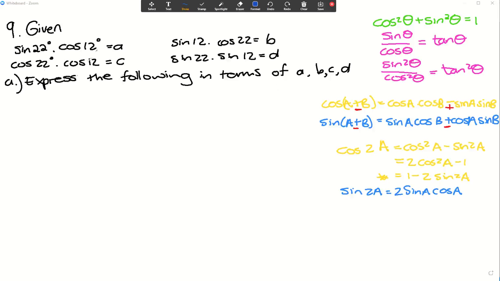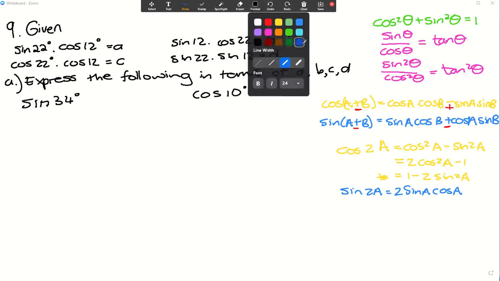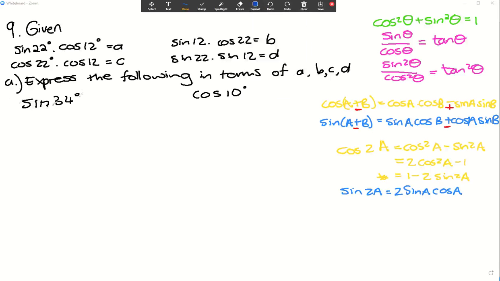And excuse my handwriting, but we end up having, hold on, I didn't write the question down, we end up having sine 34 degrees and we have cos 10 degrees that we need to do in terms of the following. So, first one, sine 34. What do I do to get 34? If we look at what we've been given, we've got 22s and 12s. So if I take 22 and I add 12 to it, I'm going to get 34.